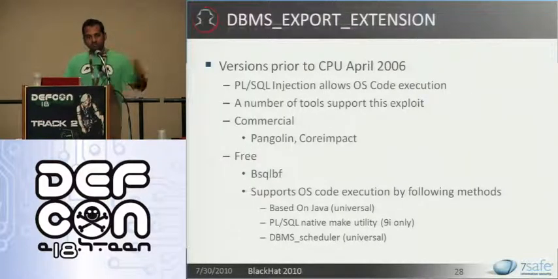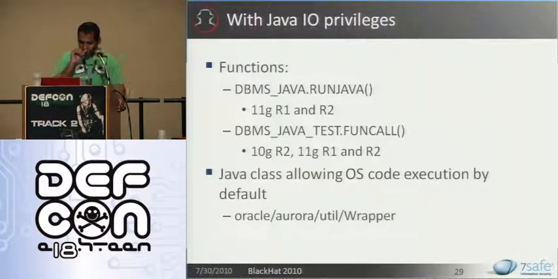Before we move on to the privileged part, this is again the same exploit which was fixed in 2006. So we execute OS code by injecting PL/SQL within this function. A number of commercial tools like Pangolin and Core, which I've seen, support this exploit, and it's the only exploit they support. Bsqlbf is one such tool, which I support, and which also has this exploit, and we will look at some more exploits later on. Right. So moving on. That was quite an old issue, patched in 2006.